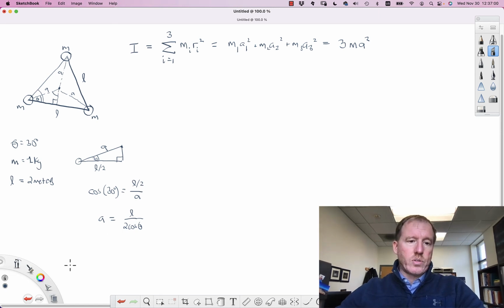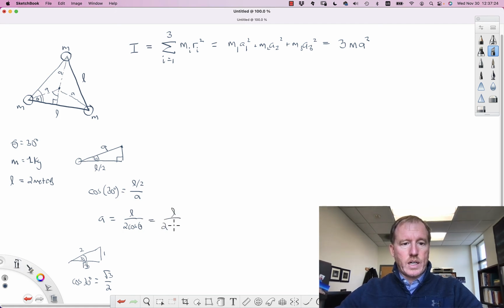Well, what again is cosine of 30 degrees? Remember, if we have a 30, 60, 90 triangle, the sides have a ratio of 1 to 2 to root 3 for a 30-degree angle right here. So cosine of 30 degrees is going to be equal to root 3 over 2. That is the adjacent side length, root 3 over 2. So we know that A has to be equal to L over 2 times root 3 over 2, which is the same thing. Those 2's cancel out. It's going to be L over root 3. That's the length of A, the distance from the mass to the center of gravity of the system.